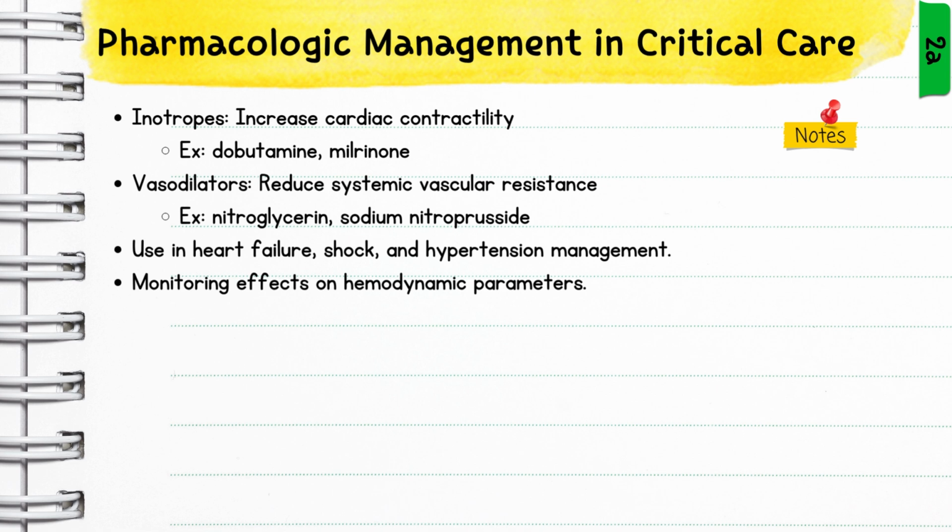But inotropes and vasodilators are commonly used to manage critical care patients that are hemodynamically unstable. Inotropes such as dobutamine and milrinone increase cardiac contractility, making the heart pump more effectively. Vasodilators like nitroglycerin and sodium nitroprusside reduce the systemic vascular resistance, which improves cardiac output and helps lower and manage the hypertension. Those drugs are often used in things like heart failure, shock, and hypertension.